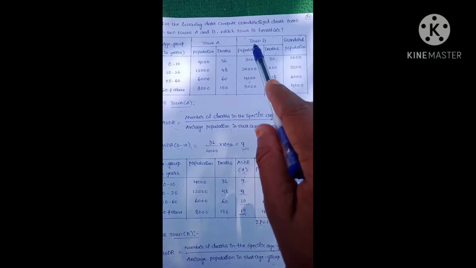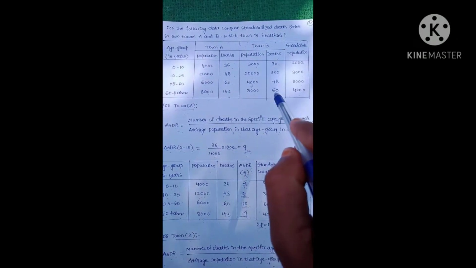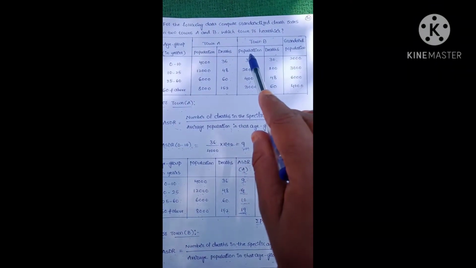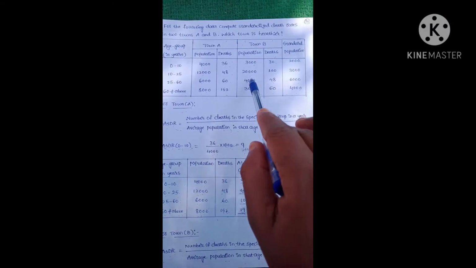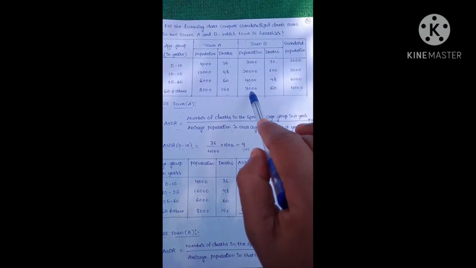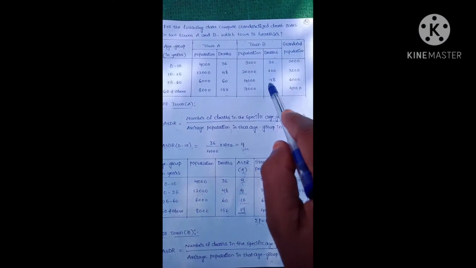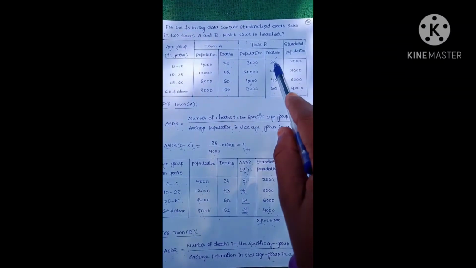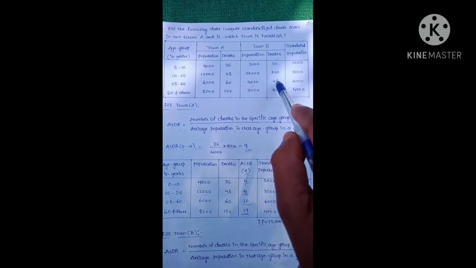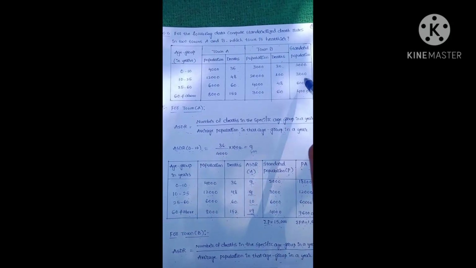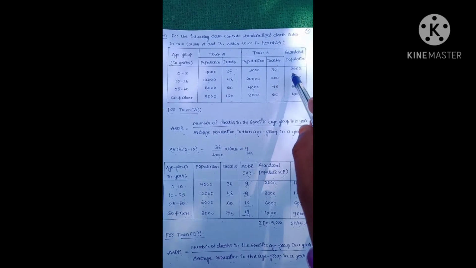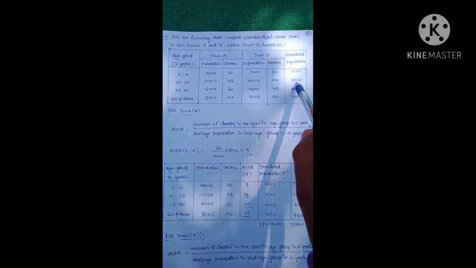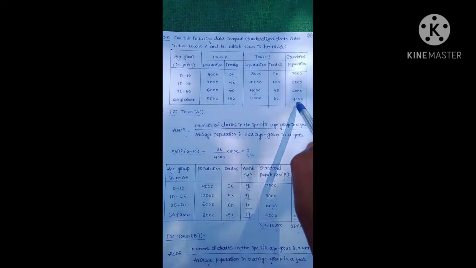Next, town B values. In town B, two columns are given. First column is population. What are the population values? 3,000, 20,000, 4,000, 3,000. Next, the second column is deaths. The values are 30, 100, 48, 60. Next, the last column is the standard population. The values are 2,000, 3,000, 6,000, 4,000.